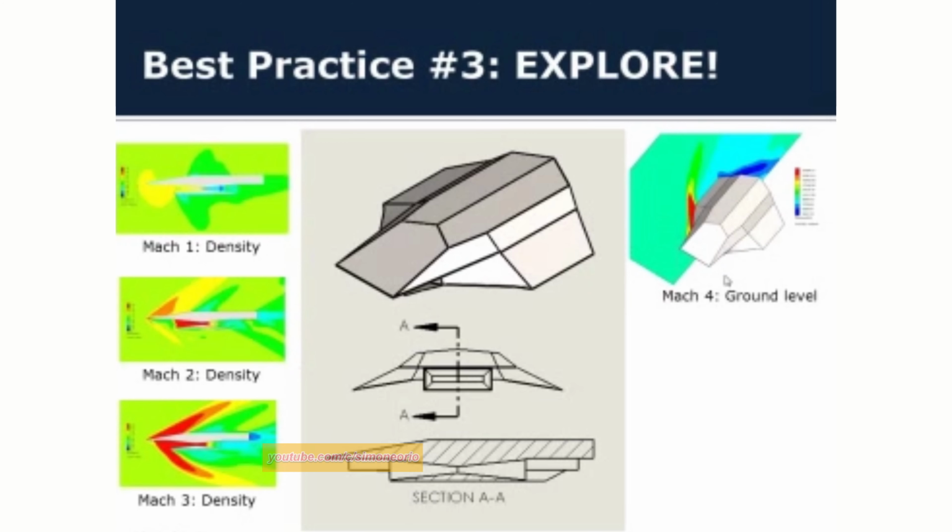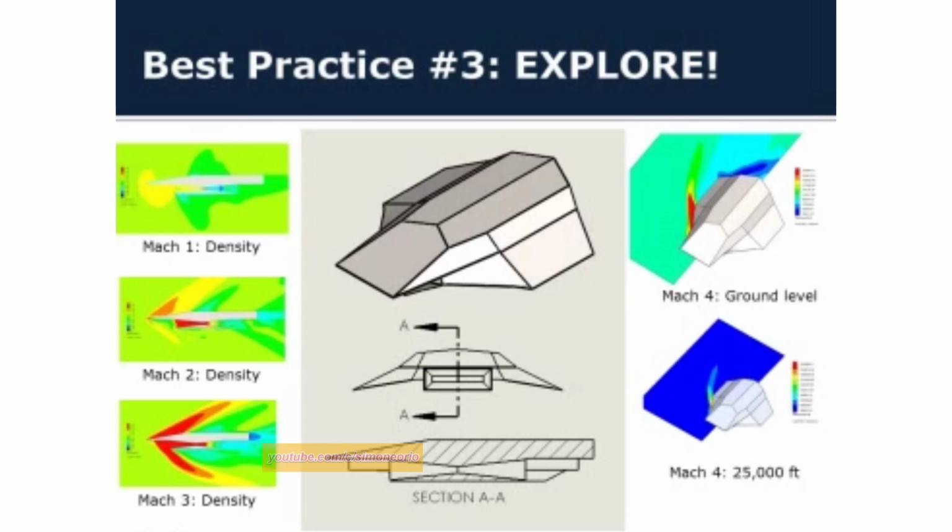Then I said, well, let's put it at Mach 4 at ground level. And that's kind of silly. You don't really travel at Mach 4 at ground level. The air is too dense. So let's put it at Mach 4 at 25,000 feet. Well, then things started getting interesting. Then I said, well, what happens if we put it at 50,000 feet?